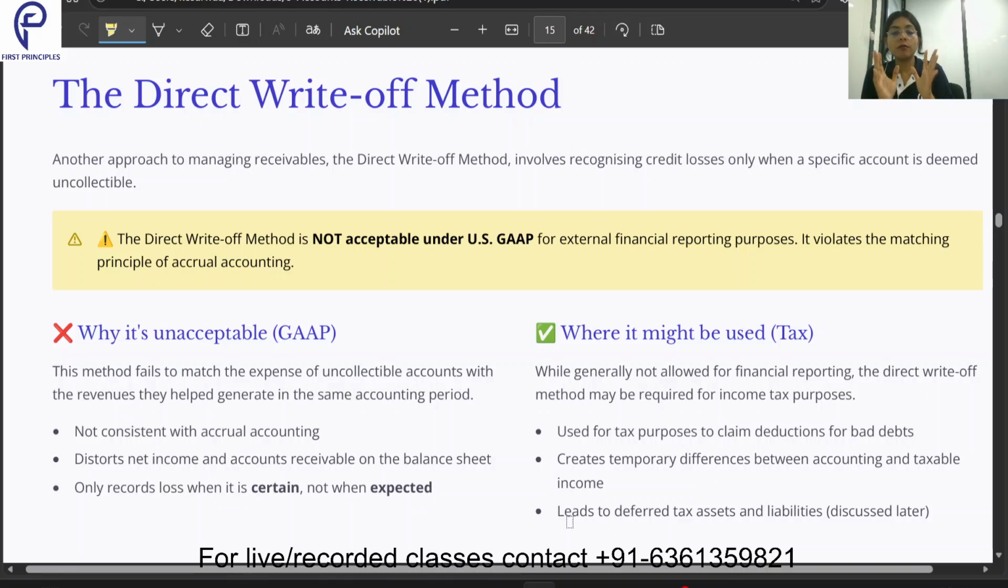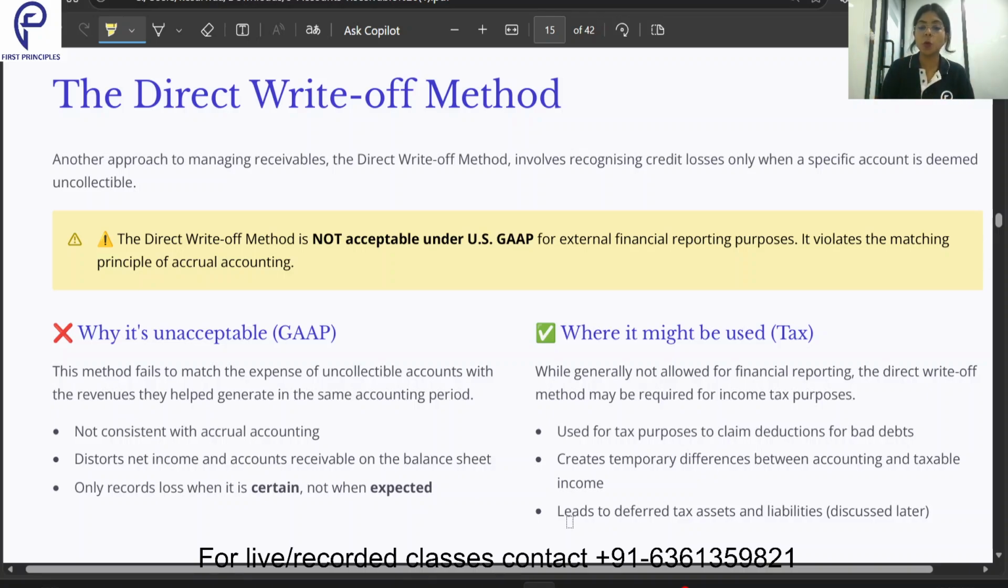Okay, so where can this direct write-off method be used? It can be used under the tax books. Why? Because in tax books this write-off method may be required for some purposes. Suppose you record a bad debt expense, you directly write off bad debts from your books of accounts. What happens? Your expense will increase. If your expenses increase, your income is reducing. If your income is reducing, you have to pay a lesser amount of taxes.